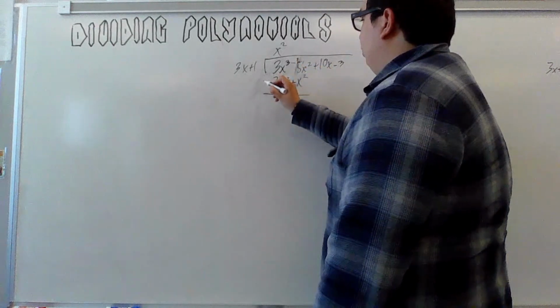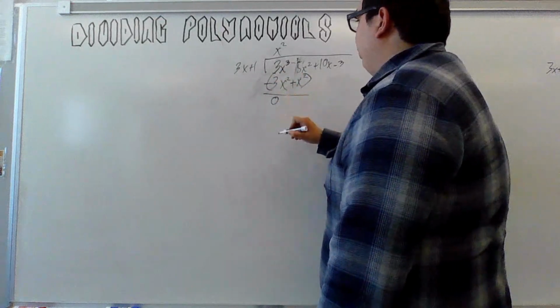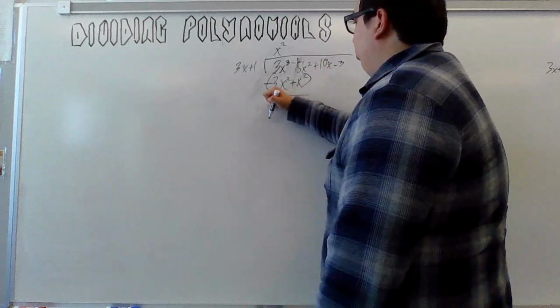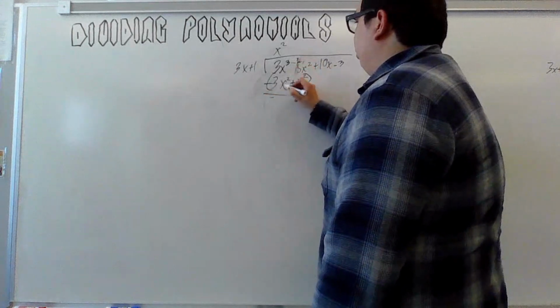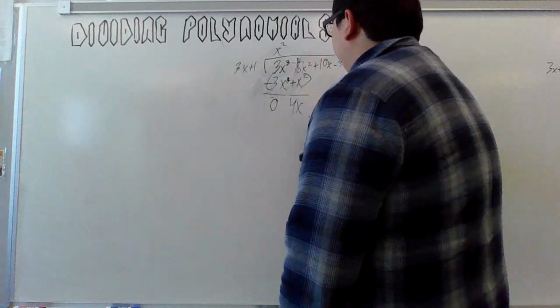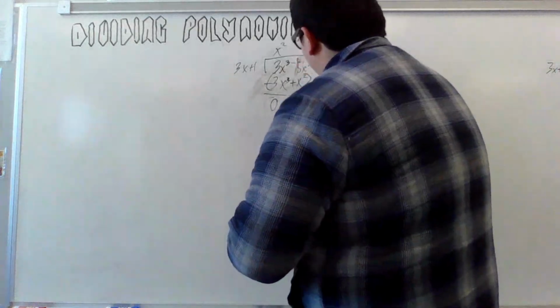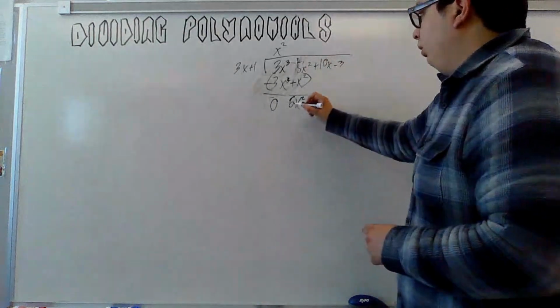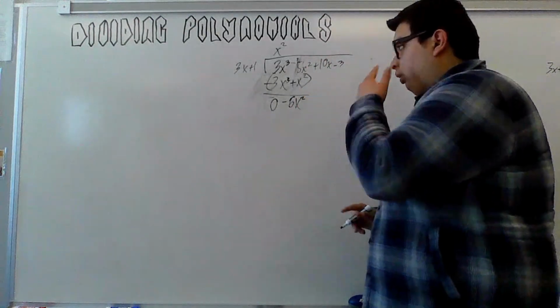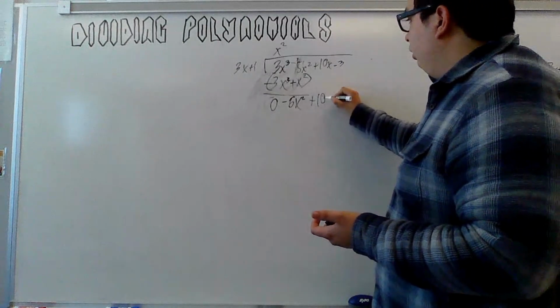Make this negative, obviously. That'll give you 0. Oh no, whoops. It will give you 0. This will give you 4x. So this will be 6x squared. It'll be also negative. And then we have to bring everything down.